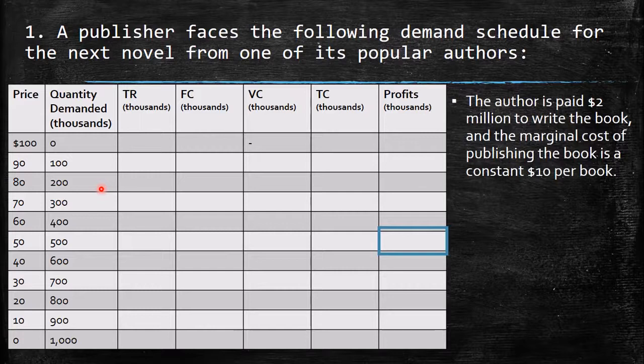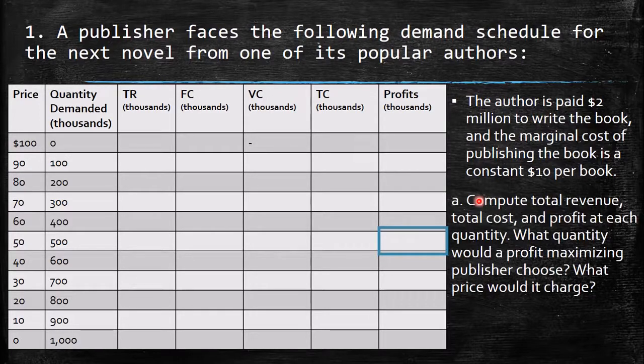Then the question says, first, the author is paid 2 million to write a book, and the marginal cost of publishing the book is a constant $10 per book. So immediately we're going to show how we have to represent that in the table. The first question says to compute total revenue, total cost, and profit at each quantity. So we need to verify that.